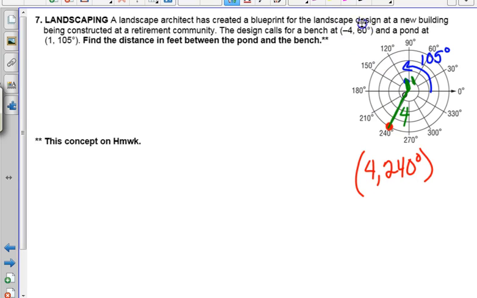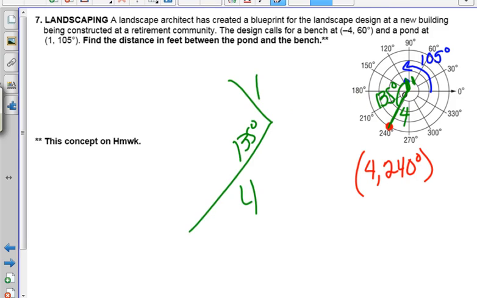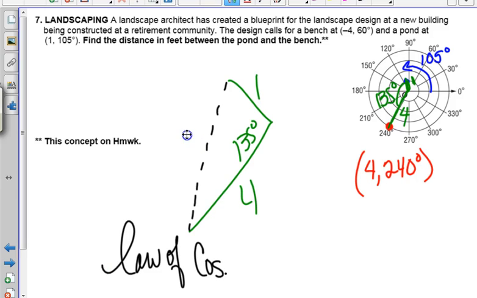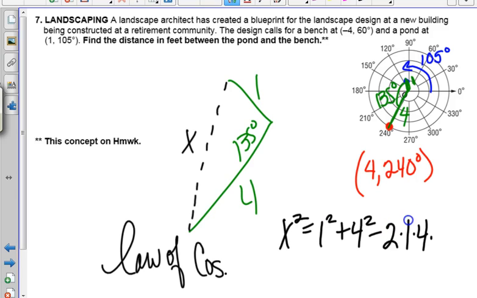Now, we did have to switch this around a little bit for that to make sense, but the angle in between them is 135 degrees. Okay, let me redraw much larger. 4, 1, 135 degrees. What I really want to know is how far is it from here to here? What did we talk about yesterday? Okay, how did it go? X squared equals 1 squared plus 4 squared minus 2 times 1 times 4 times cosine of 135. Type, type, type.